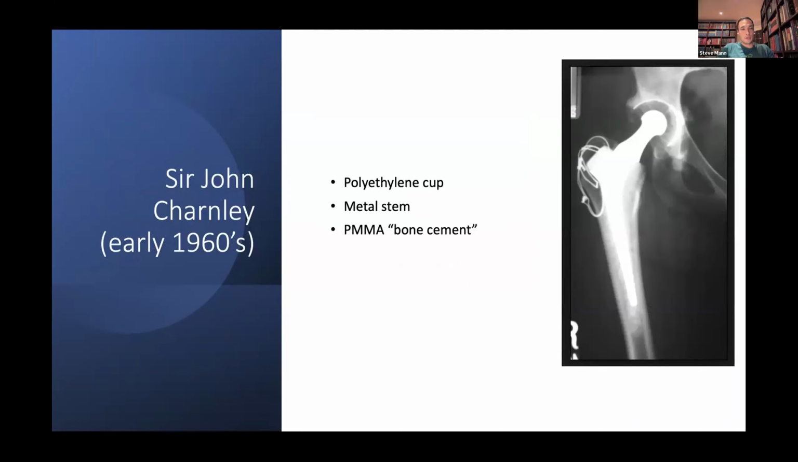Sir John Charnley is known as the father of the modern hip replacement, and his arthroplasty was revolutionary. He had a polyethylene cup. He had a metal monoblock stem, monoblock meaning that it's all one piece, so the head and the stem are all together. And then both of these implants were held in place with polymethyl methacrylate bone cement. This Charnley low friction arthroplasty, as I say, was absolutely revolutionary. It lasted for decades, which was far more than anything else at the time.